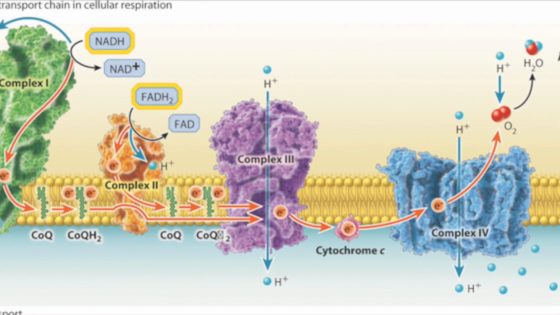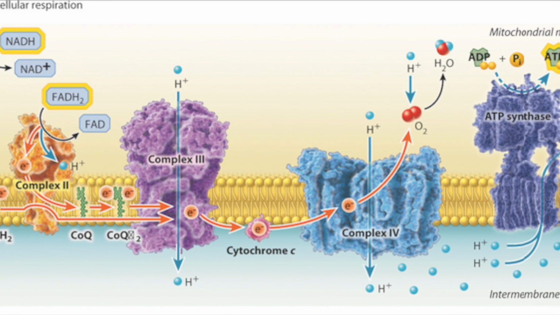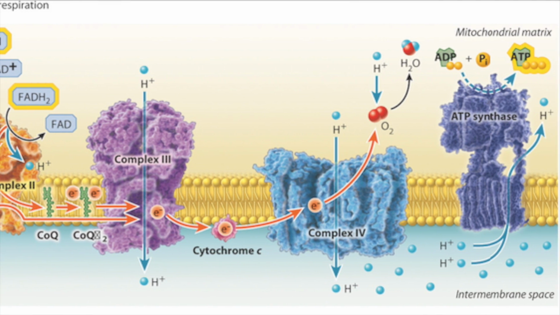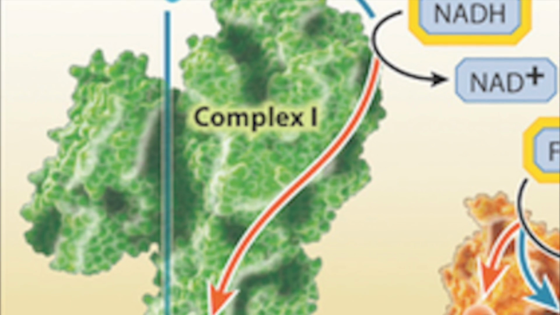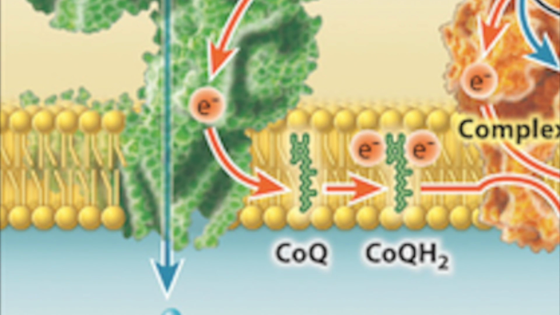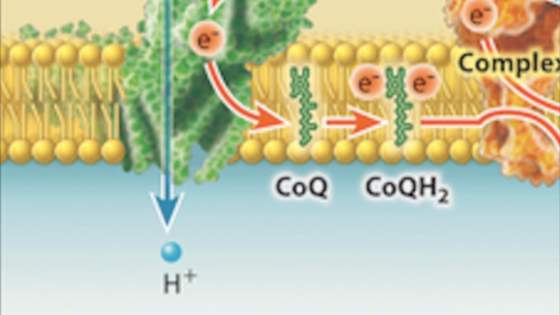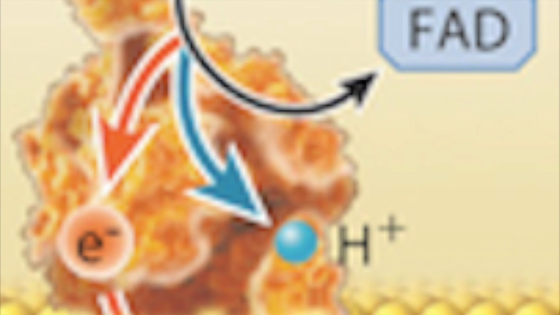This is where the electron carriers NADH and FADH2 pump protons and transfer electrons. In complex 1, NADH provides an electron and a hydrogen proton is pumped through. The electron is transferred to complex 2 by coenzyme Q and cytochrome C, where FADH2 becomes FADH and then another electron is added and a proton is pumped.